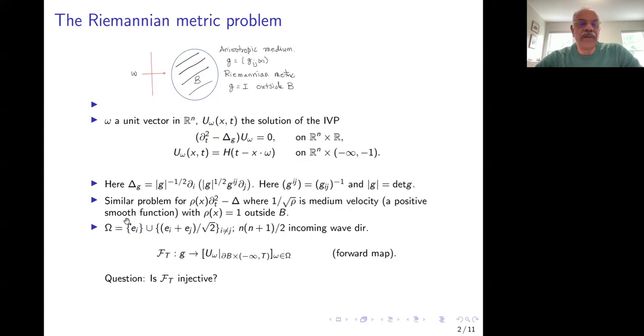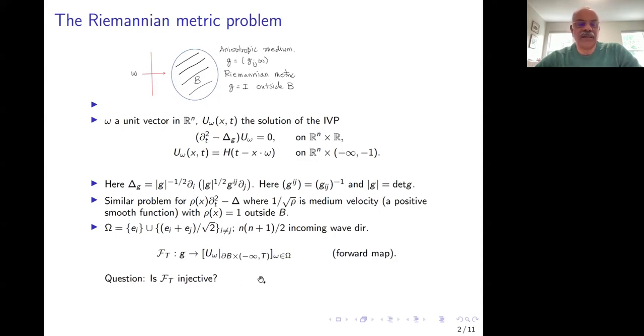We'll allow incoming waves which are parallel to the coordinate axes, e_i going from 1 to n, or this combination (e_i + e_j)/√2. So e_i is the vector parallel to the coordinate axis. And so these are these n(n+1)/2 incoming wave directions, and we're going to gather data for each of these incoming directions on the boundary. So that's the forward map. And the question is, is F_T injective?